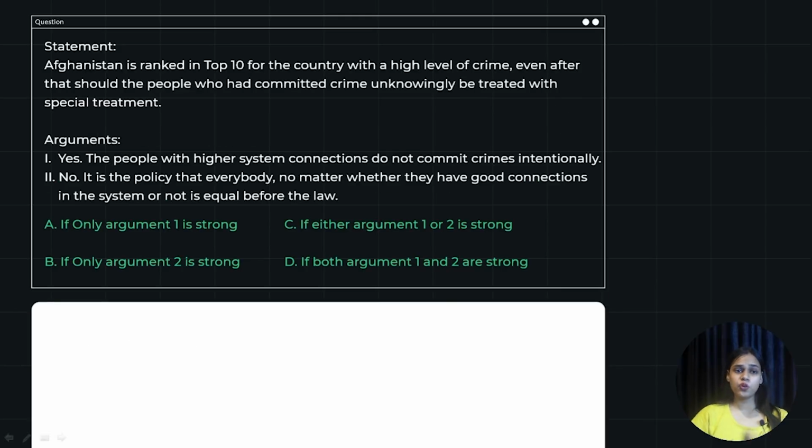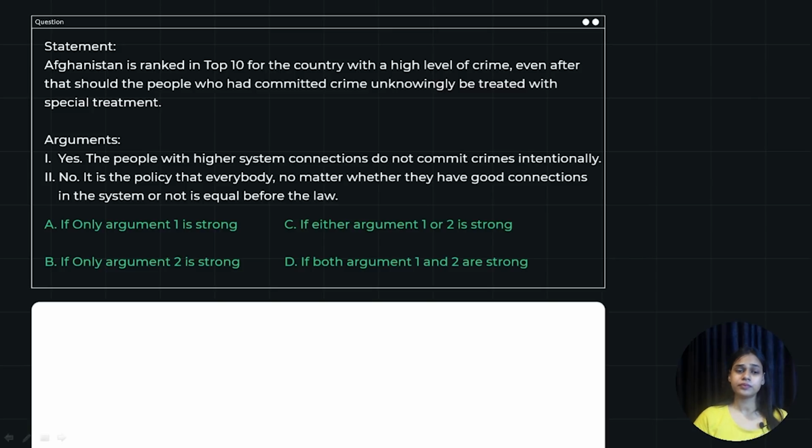Okay, let's move ahead now. So we have an argument-based question now. The statement is, Afghanistan is ranked in the top 10 for countries with a high level of crime. Even after that, should the people who have committed crime unknowingly be treated with special treatment? All right, so you have been given a statement and you have to understand which argument properly supports the statement given to us. Again, please try solving it on your own and then we can move forward with the actual answer.